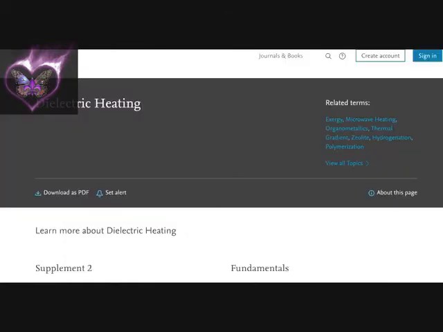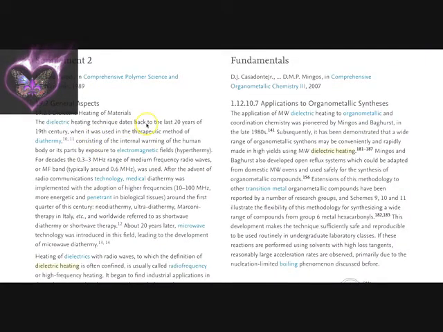Dielectric heating. Dielectric heating techniques date back to the last 20 years of the 19th century, when it was used in the therapeutic method of diathermy, consisting of the internal warming of the human body or its parts by exposure to electromagnetic fields. Hyperthermy. For decades, the 0.3 to 3 megahertz range of medium frequency radio waves, the MF band, typically around 0.6 megahertz, was used.